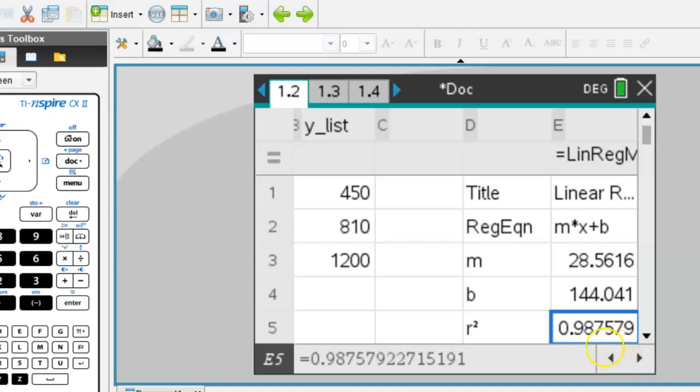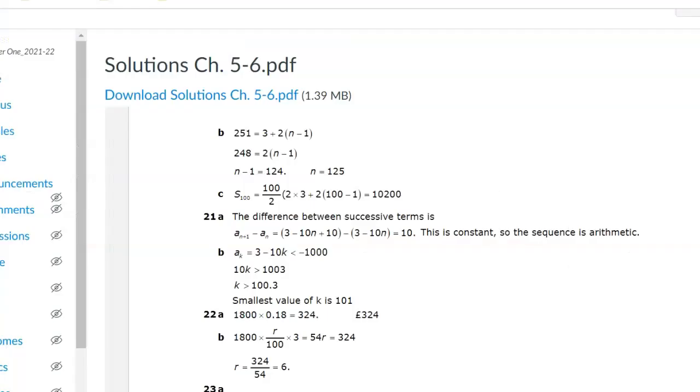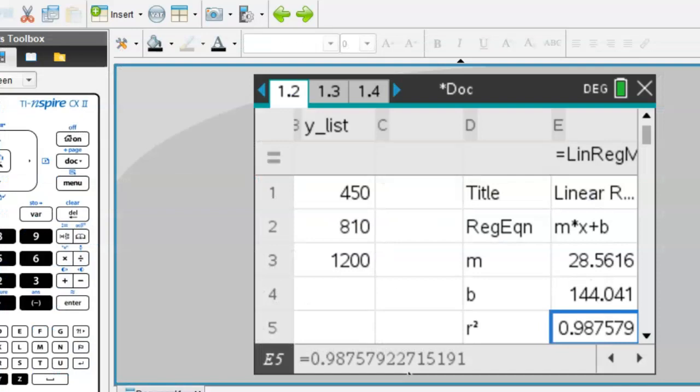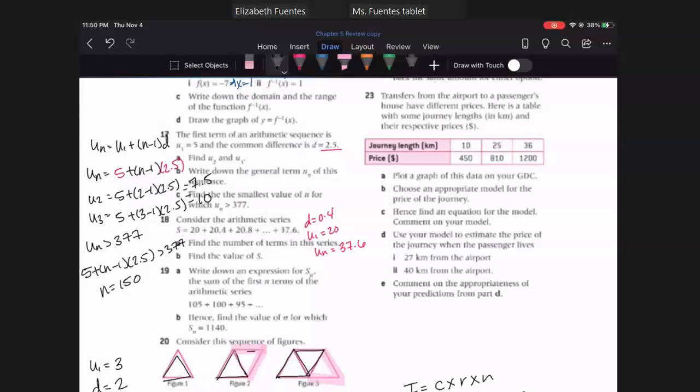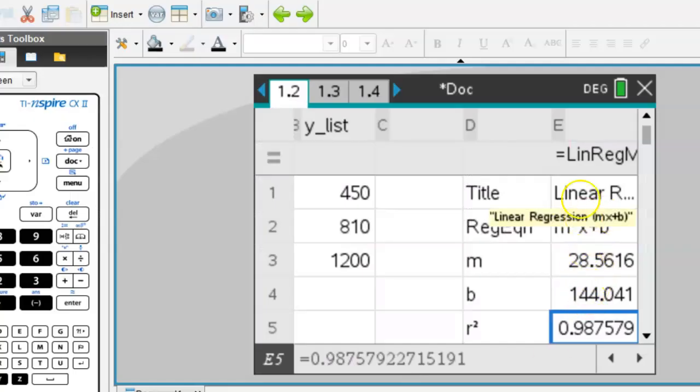If it was, for example, 0.8 or 0.6, that probably means my table was probably representing maybe a quadratic function, an exponential function. But since it's so close to 1, it probably means, hey, you do have a linear regression model. Here we go. We found the equation for the model, which is here. M is 28.5, B is 144.